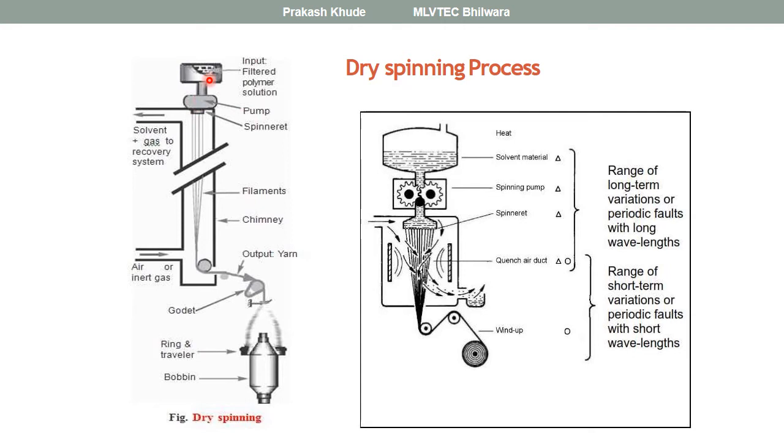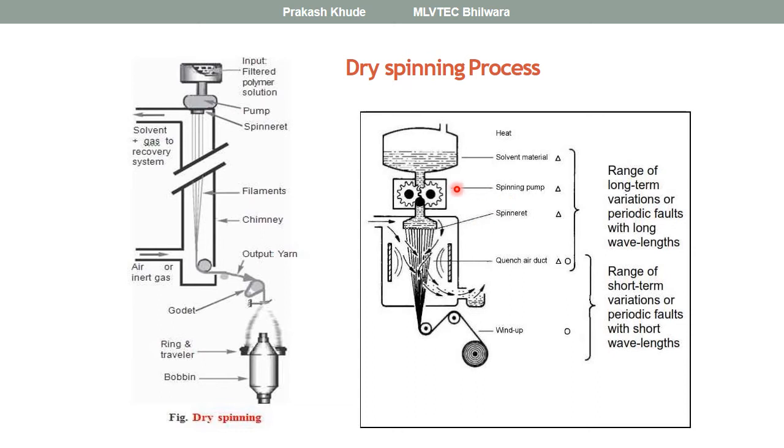This is the filtered polymer solution that is pumped through the spin pack assembly, which is composed of a filter unit and spinneret. Then it is carried through this, and nitrogen gas or inert gas and hot air are passed, and during that the solvent which has been used for the dissolution of the polymer is recovered or evaporated by means of hot air. Then it is taken through this onto the godets, and then it is wound onto the bobbin with the help of a ring tubular system.